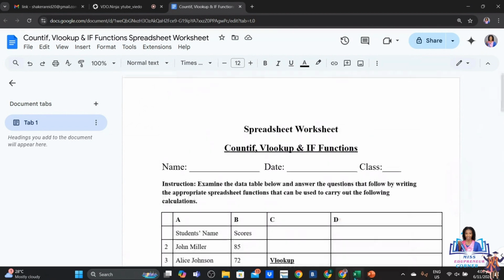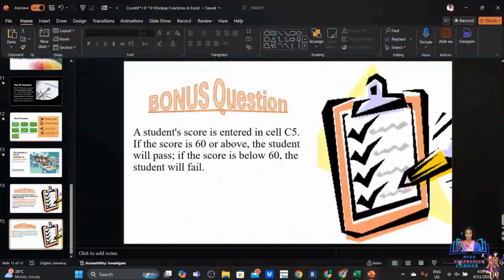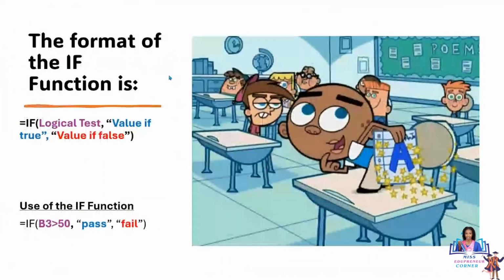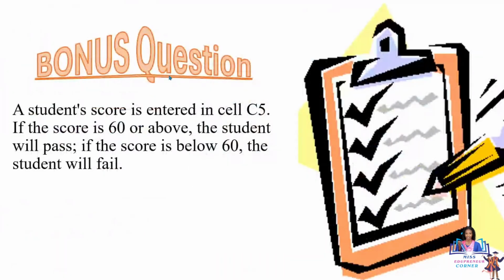So now we can jump back to our PowerPoint presentation and wrap up. Before we close off, we have a bonus question. It reads, a student's score is entered in cell C5. If the score is 60 or above, the student will pass. If the score is below 60, the student will fail. Let me go again. A student's score is entered in cell C5. If the score is 60 or above, the student will pass. If the score is below 60, the student will fail.